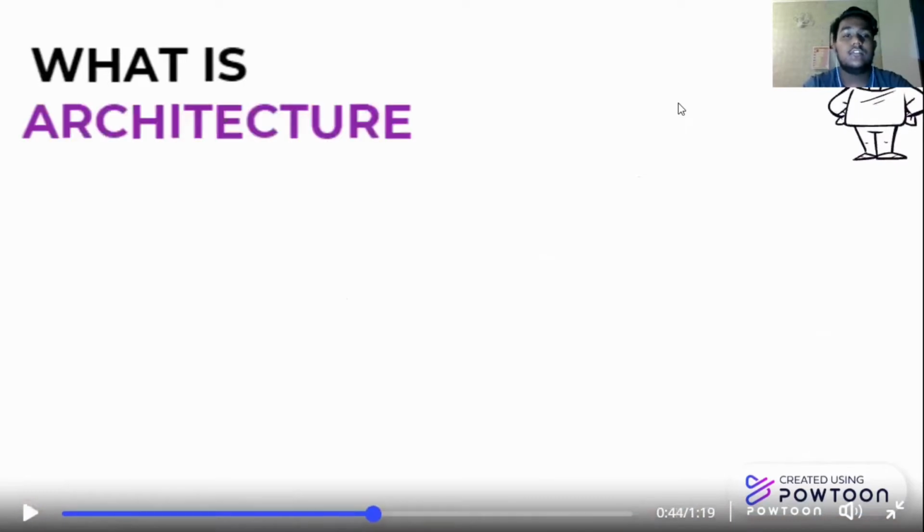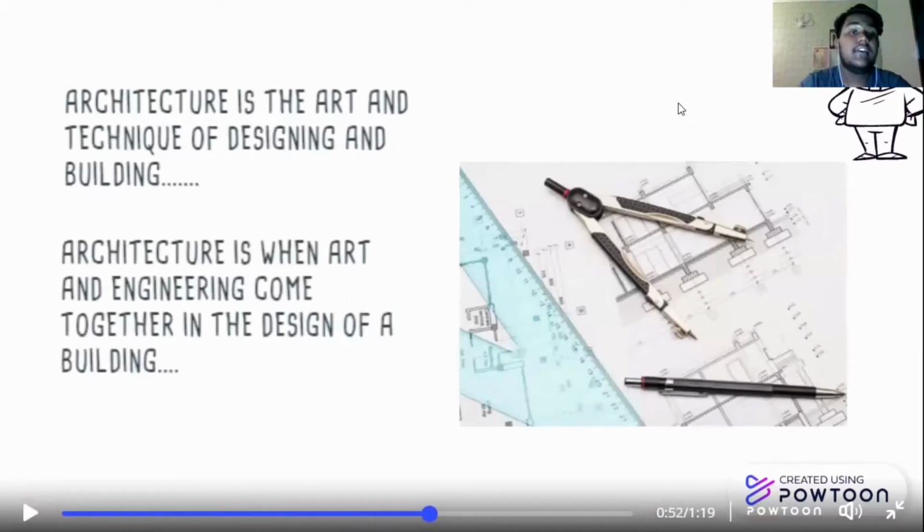Now we are going to see what architecture is. Architecture is the art and technique of design and building. It is when art and engineering come together in the design of a building. In simple words, architecture is designing the structure of a building. It uses both art and engineering equally so that it can build an amazing and attractive building. Architecture is the profession of an architect. Architects are the people who work in architecture.